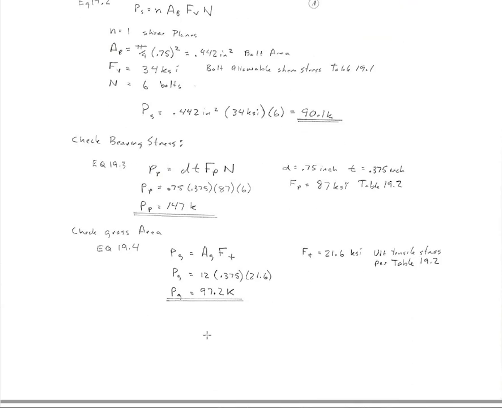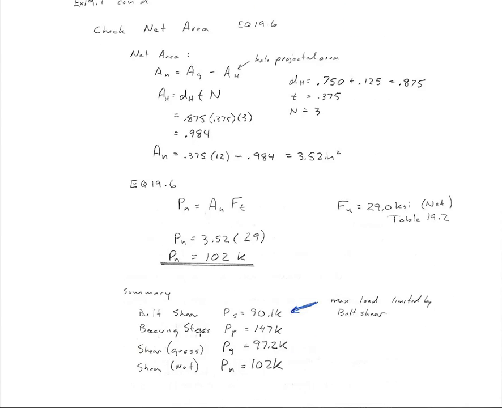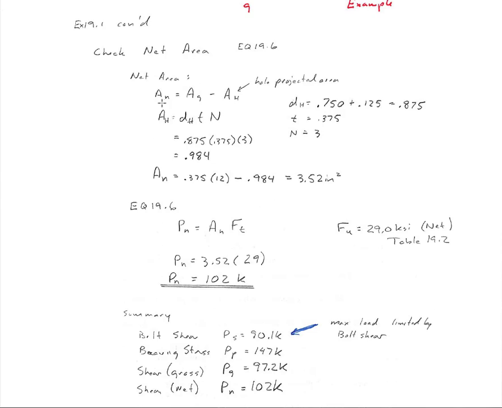Okay, so that's the gross area. And then the net area. Okay, so I spent some time with this one right here. So the net area is the gross area minus the projected areas of the holes. Now your textbook calls this projected area of the holes d_h times t times n. Now d_h is the width of the hole. So what we've done here is we've added an 1/8 inch to that diameter so that the bolt will fit through the hole. So the d_h is actually 0.875, which is allowing us some clearance on each side of the bolt. So then we calculate our net area. In this case, it's 3.52 square inches.